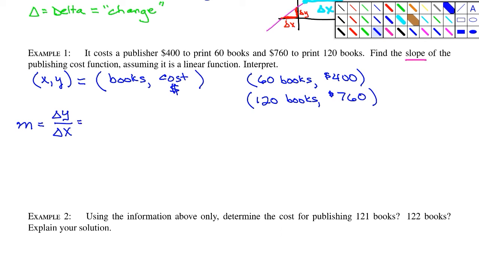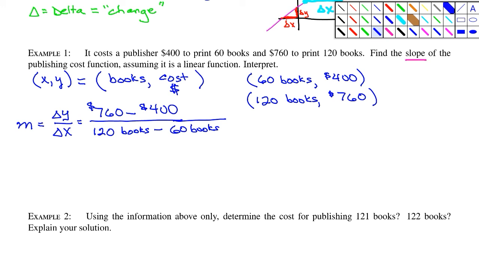So I'm going to take the difference in the y's. So it's going to be $760 minus $400. And notice that I'm including the units here, and I'm doing that for a very specific purpose that I'll show you in a moment. Divided by 120 books minus 60 books. And notice that I used y1 and y2 and x1 and x2 in the same order whenever I did those calculations.